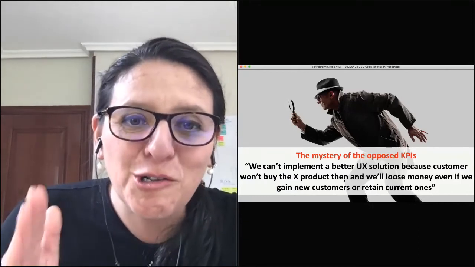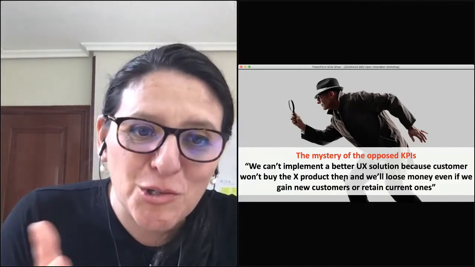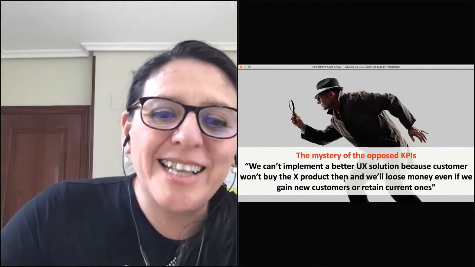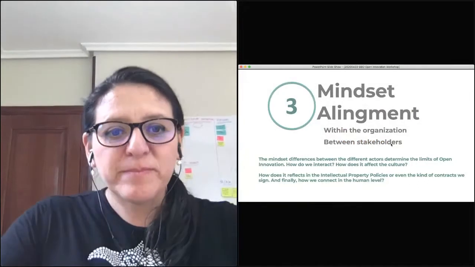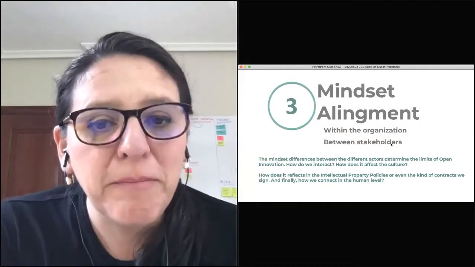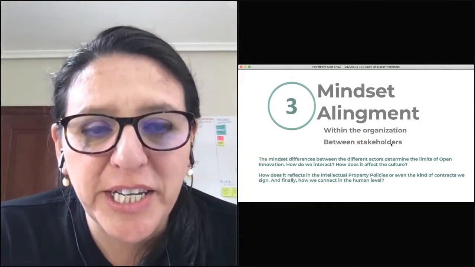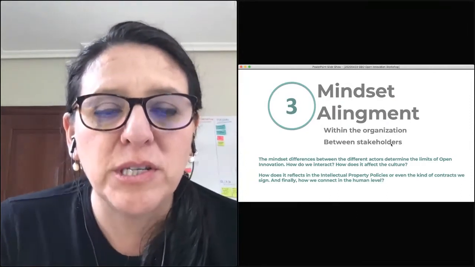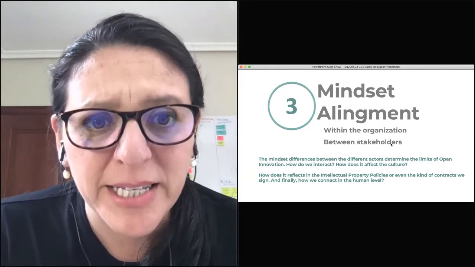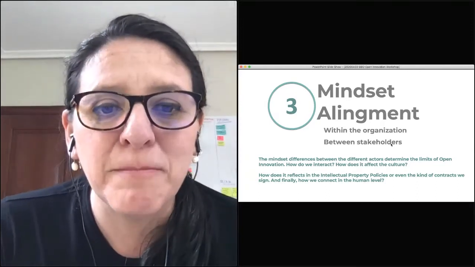Here also usually find the crabby people or those who are really, really stressed. And that's a good indicator of hidden opposed KPIs. And the third dimension, so the first one was the strategy alignment. The second was the POPK, processes, organization, procedures, and KPIs. And the third one is mindset alignment.